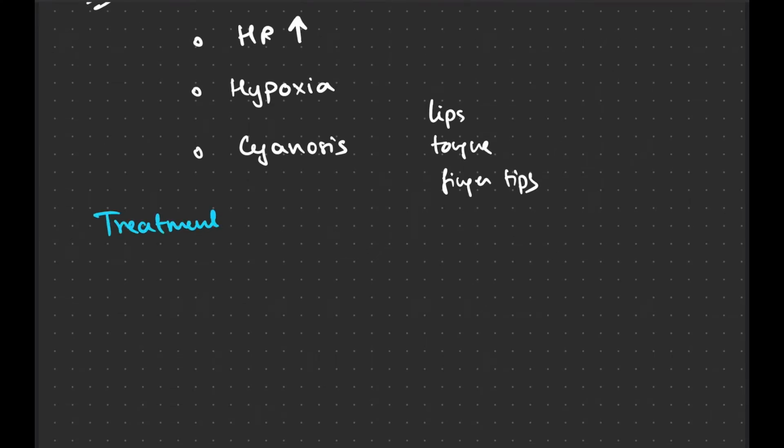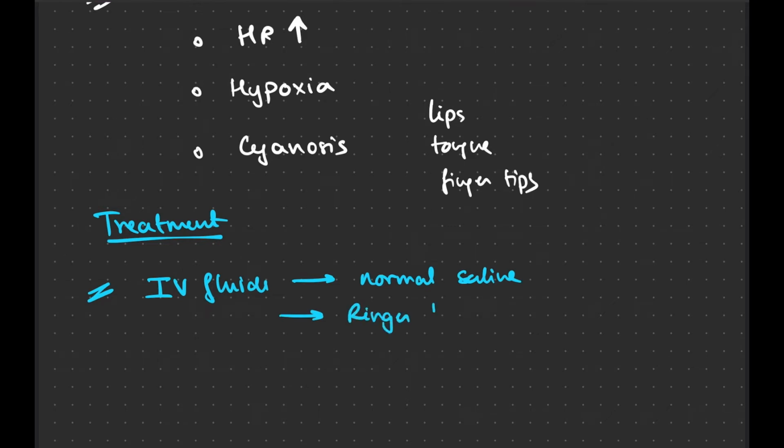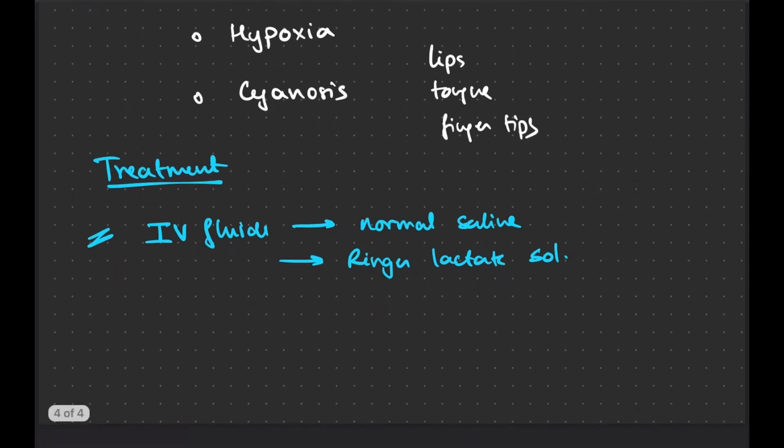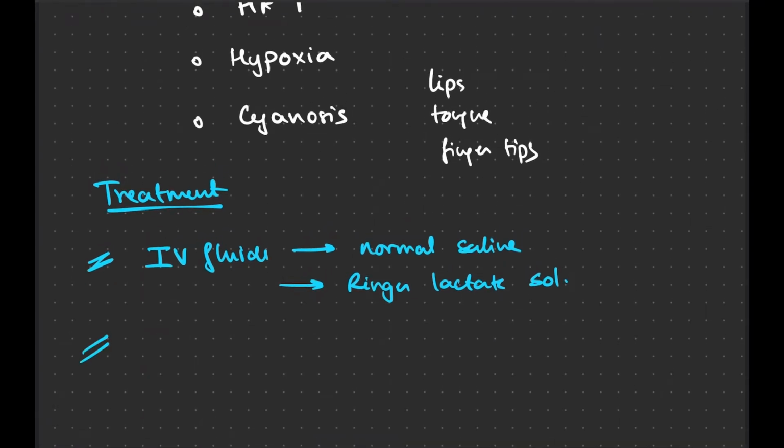treatment. As I already discussed, if there is plasma loss, I will give intravenous fluids. Intravenous fluids could be normal saline, or it could also be Ringer lactate solution. This will help in increasing the plasma. But what if the cause of the shock is due to hemorrhage? Then we need to do blood transfusions.